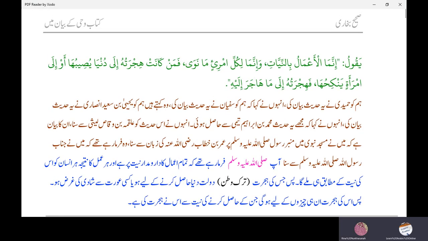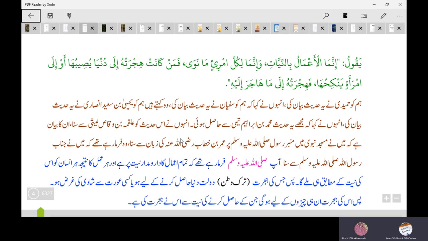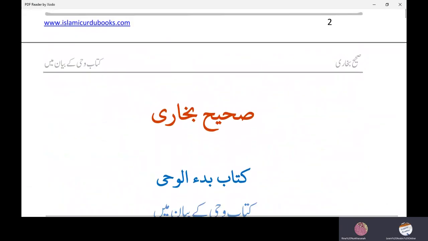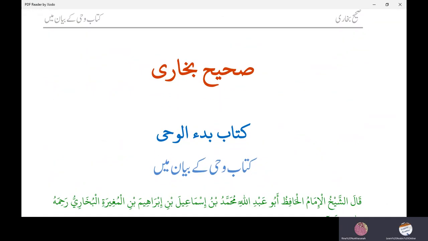Bismillah ir-Rahman ir-Rahim. Now we'll start Sahih al-Bukhari. Do you know what is Sahih al-Bukhari? After the Holy Quran, Sahih Bukhari is the second most honorable book in Islam, okay?